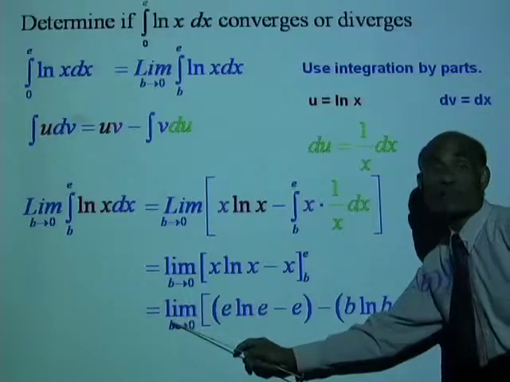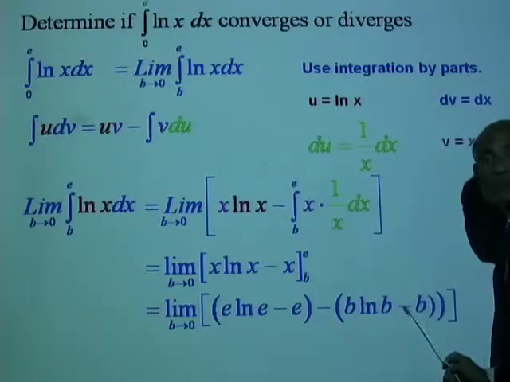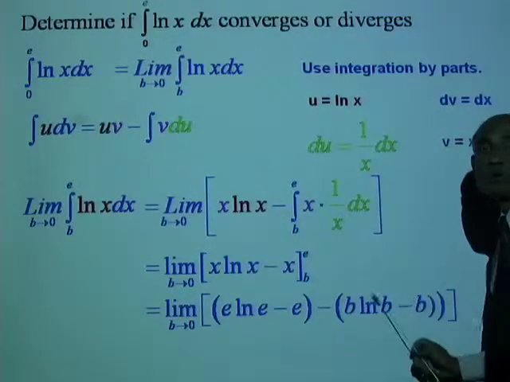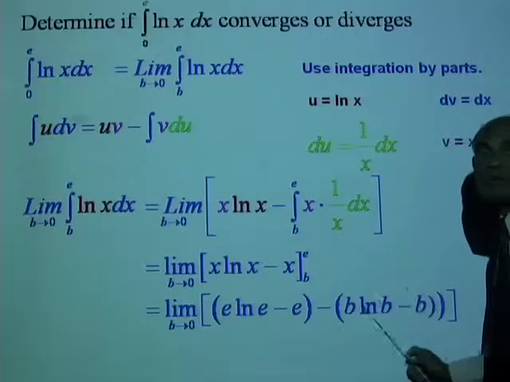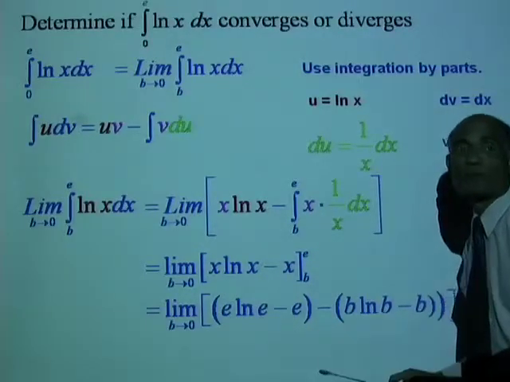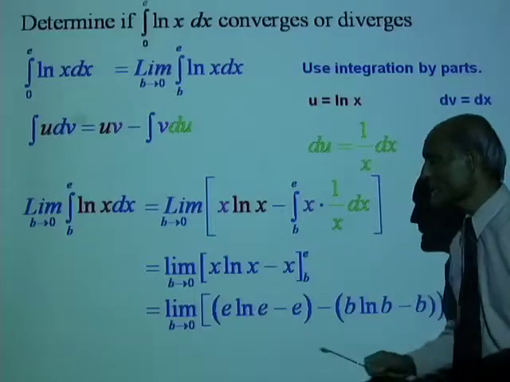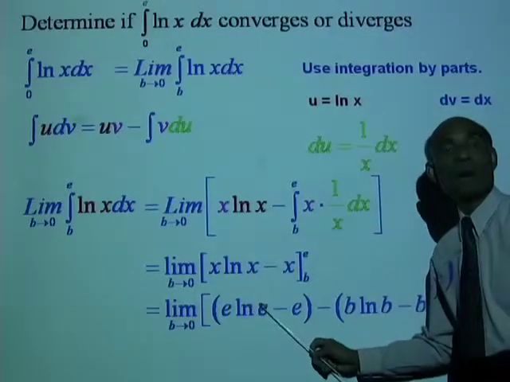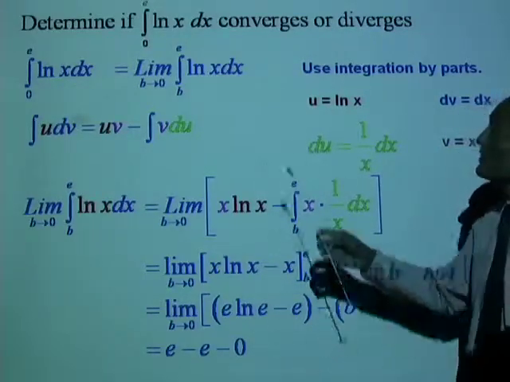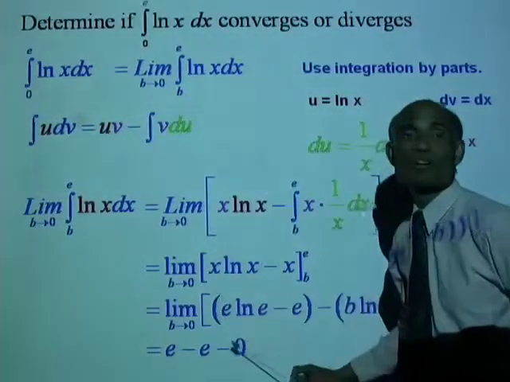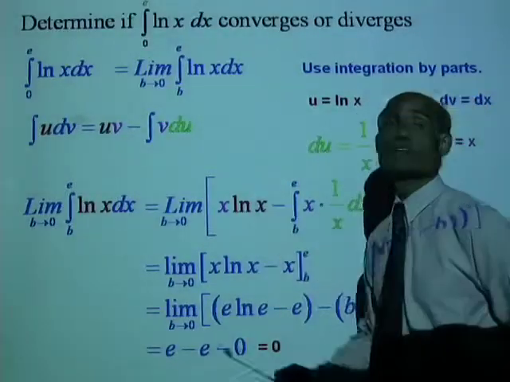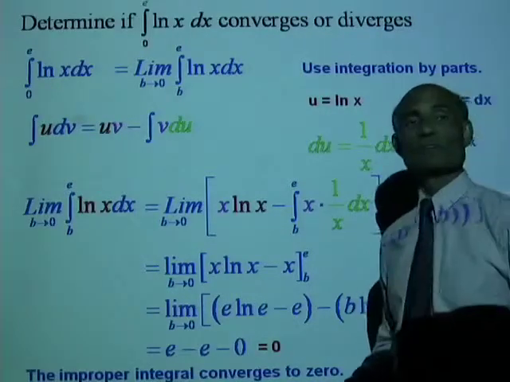Alright, now we take the limit. What is the value of the second parenthesis here when b approaches 0? Replace b by 0. When b is 0, this will go to 0. Therefore, the limit will simply be this. What is ln of e? ln of e is 1. So this will be e minus e, and that will be 0. So the value of this improper integral is 0, and that means it is a converging improper integral. That's right.